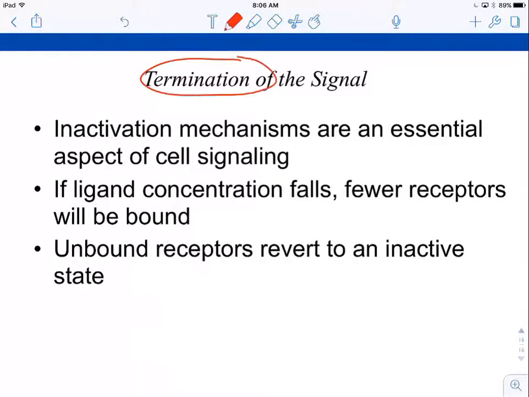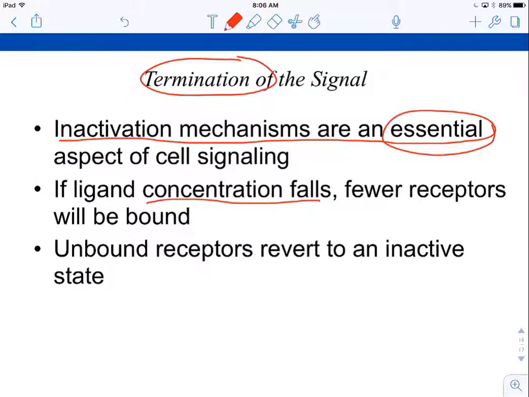All right, last, we need to be able to terminate the signal. So inactivation mechanisms are essential. It's super important to be able to shut these processes down, okay? A lot of this is done when the concentration of the ligand decreases. It binds to fewer receptors, and then the receptors revert to an inactive state and can shut down the signal.